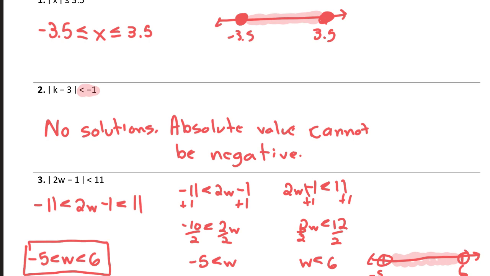For number 3, I can set up my 2 equations. I can solve them. I got -5 is less than w, w is less than 6. So it's important to set this up as an and inequality right off the bat, knowing that it's less than, and then solving it like we had been solving absolute value equations before. It's very similar to that with a few differences.